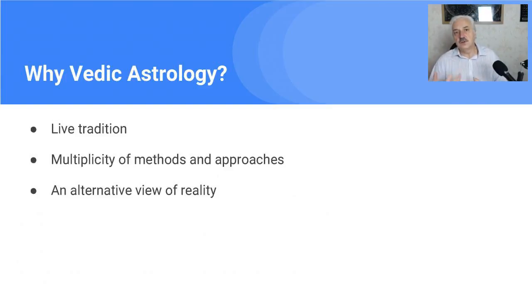And also, Jyotish presents an alternative view of reality. Sometimes it can be different. It can be difficult for some people to understand: how can it be that either the tropical zodiac is right or the sidereal zodiac is right? They can't both be right, because in one zodiac you can have your Sun in Aries, but in the other zodiac it will be in Pisces. It can't be right, can it?